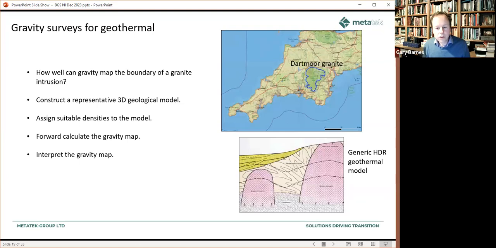So to see how gravity might help in this type of exploration program, or even a drilling program, we need to construct a representative 3D geological model. And once we've got that geological model, we then assign the different densities to the different units in that model. And then we forward calculate the gravity from that model. And then we see how much useful information we might expect from a gravity survey.